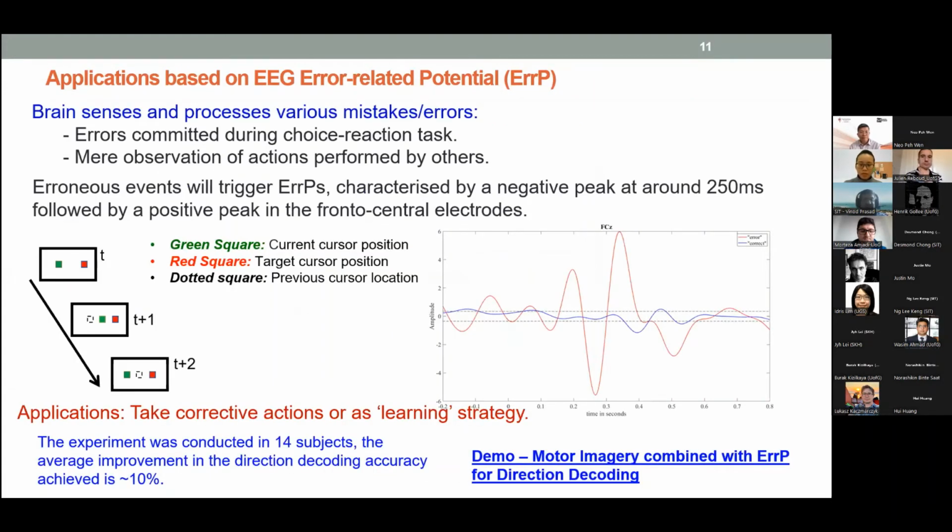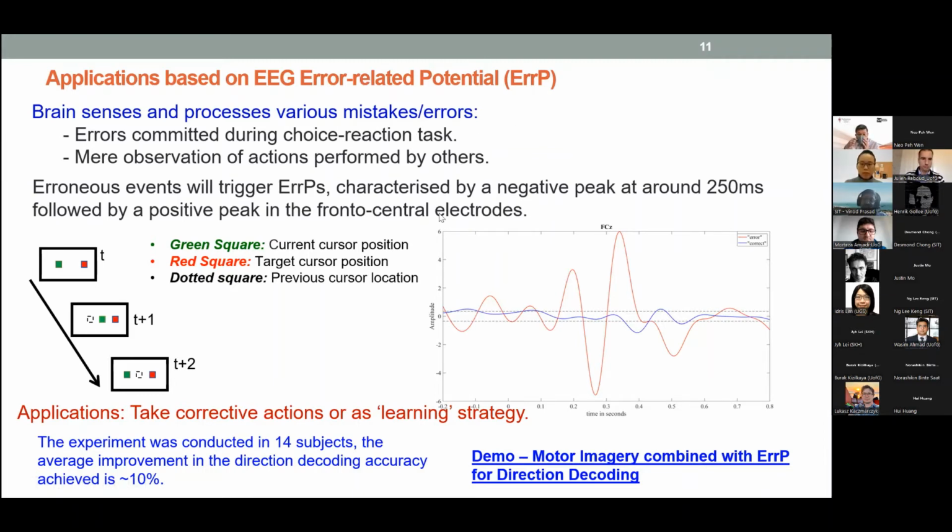And this is my last slide, in which we were looking into how we can exploit EEG error related potentials to do some corrective action. Now let me explain to you. So any errors that we commit during any task, there is an error related potential triggered. And even when we observe somebody else making an error, there is an error related potential triggered in our EEG signal. So can we use that error related potential to correct the errors? That is a question that we try to address.